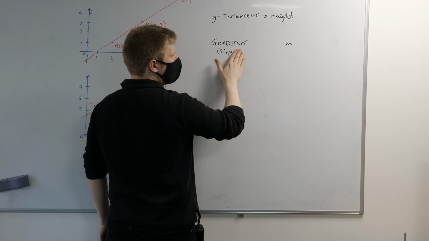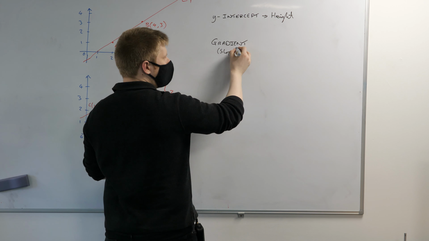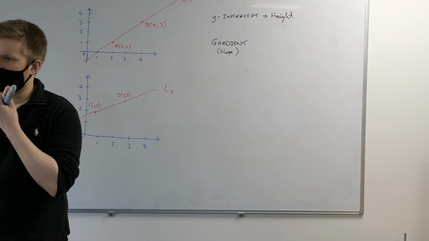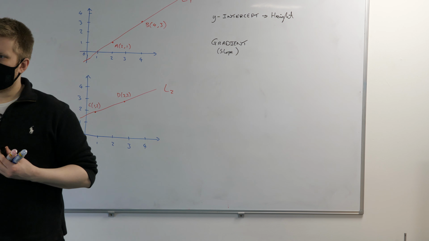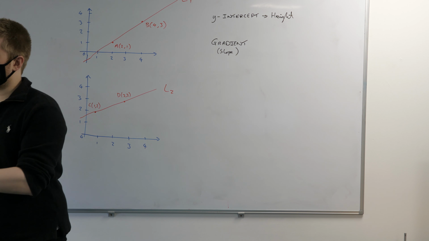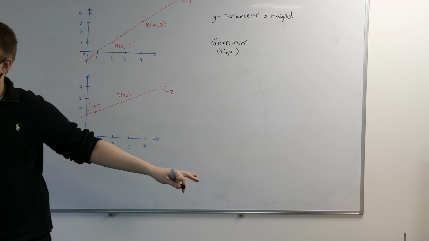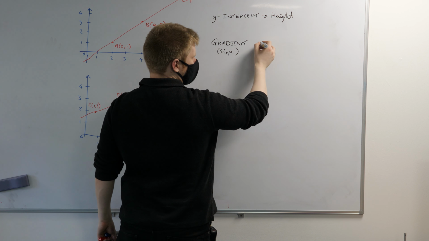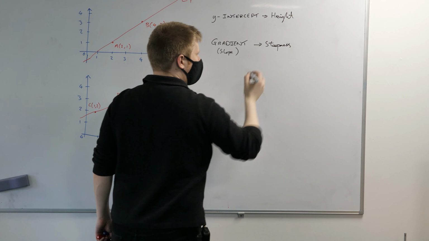Mm-hmm. Okay? Just remind me, what does gradient actually mean? The distance. It's not quite the distance, no. The measurement of the line. It is a measurement of the line, but what quality is it measuring? It begins with S. Slope. It is slope. What's another word for slope? How steep the line is. Does that make sense? So the gradient measures the steepness of my line.